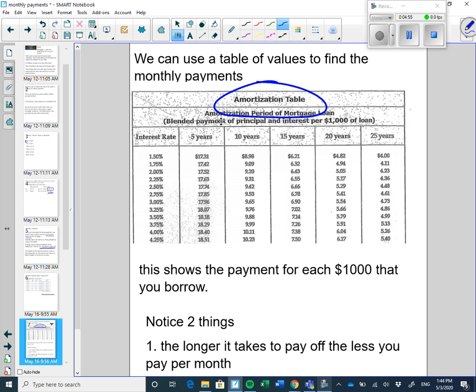You'll notice that it says here, amortization period of mortgage loan, blended payment of principal and interest per $1,000 of loan. The per $1,000 of loan is important here. Okay, so this shows the payment for each 1,000 that you borrow.